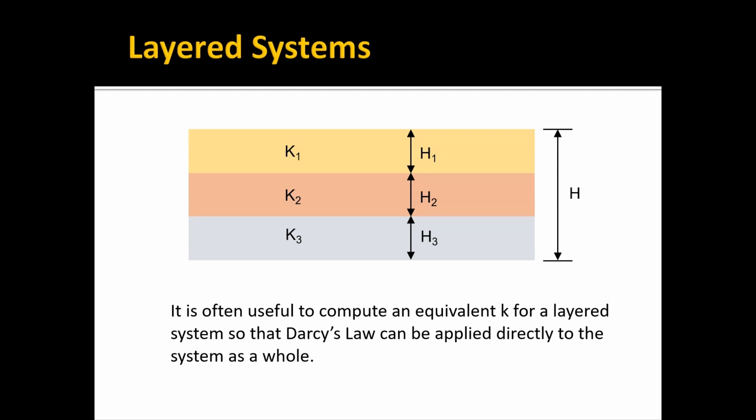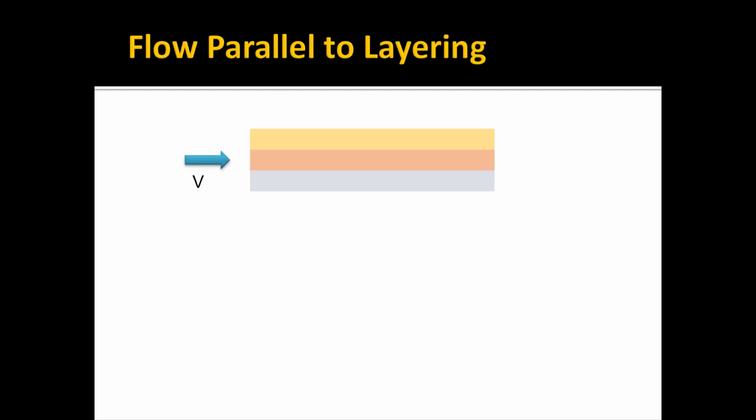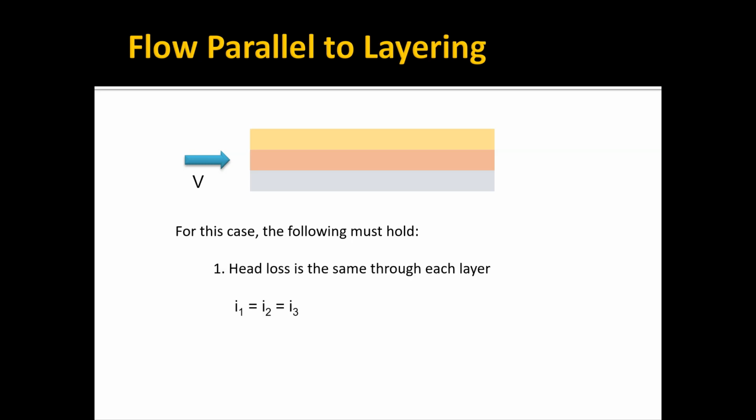It's actually fairly simple. We're going to start out by looking at flow parallel to the layering. So in this case that would be horizontal. And so for this case, the following must hold. We're going to make some assumptions here to drive our derivation. Number one, the head loss is the same through each layer.